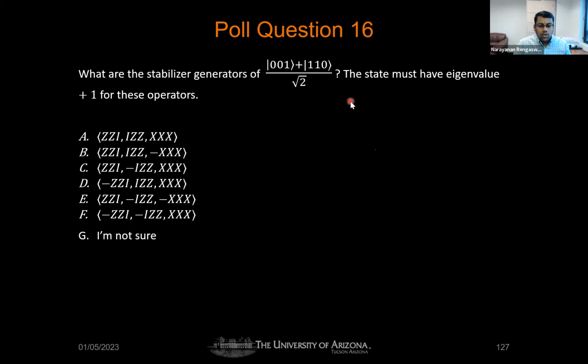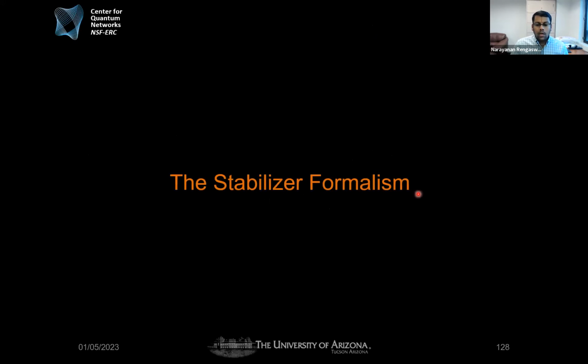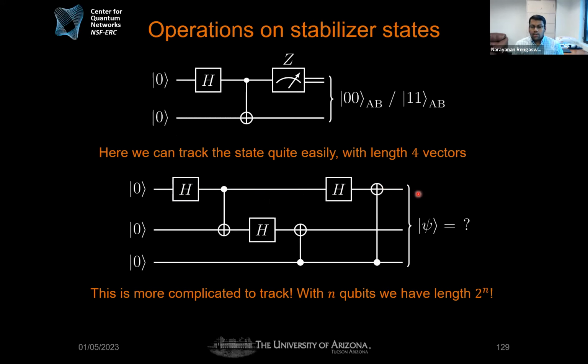All right, so let's proceed. Hopefully that gave you an idea of how to think of stabilizers and how to do these calculations using the Kronecker product property. Okay, now we get into the stabilizer formalism. So we are exactly getting into the question that was just asked. So we had this Bell state generator circuit. It was quite simple. You can just write down these states as length 4 vectors.